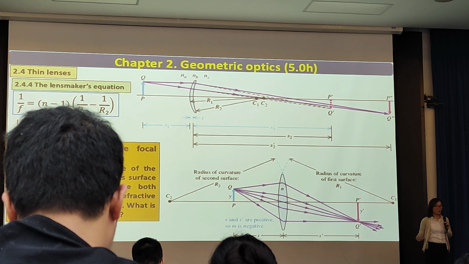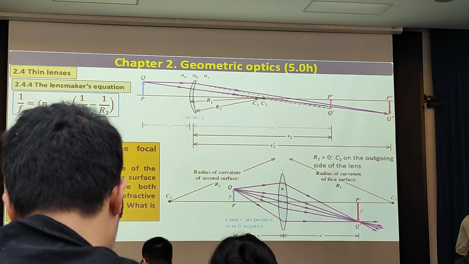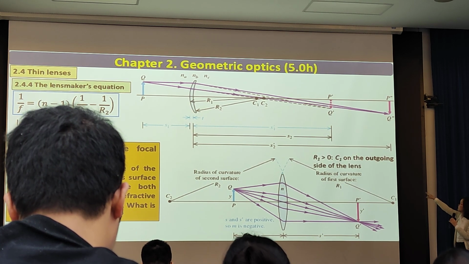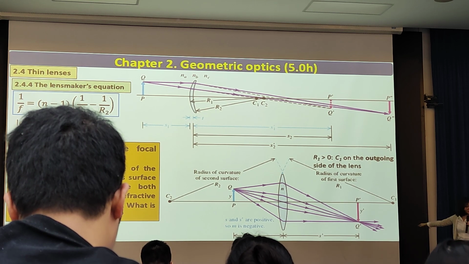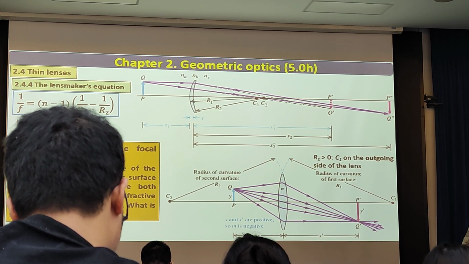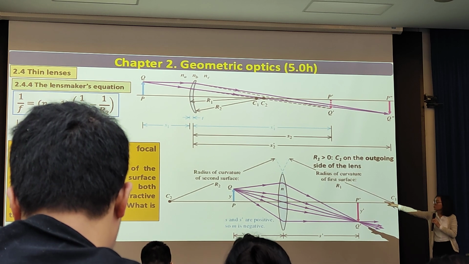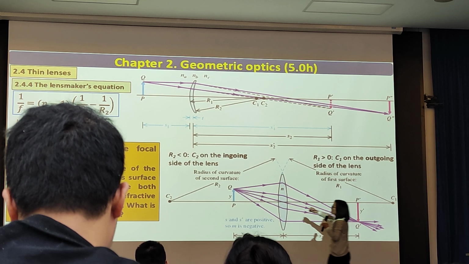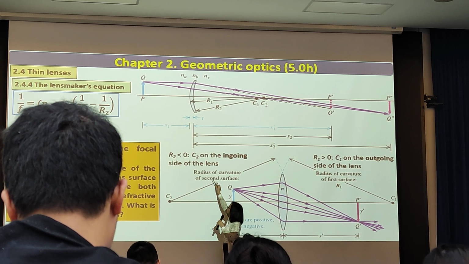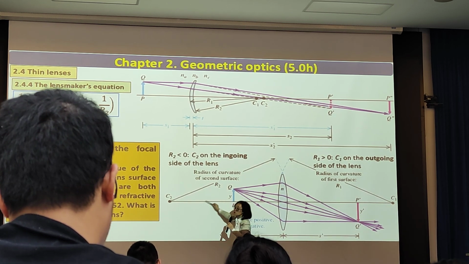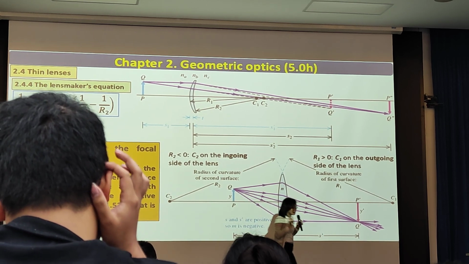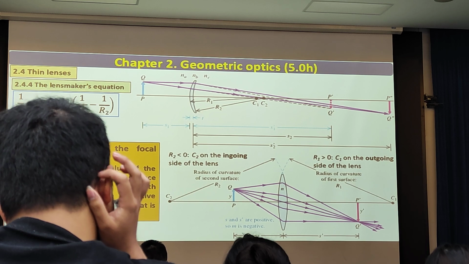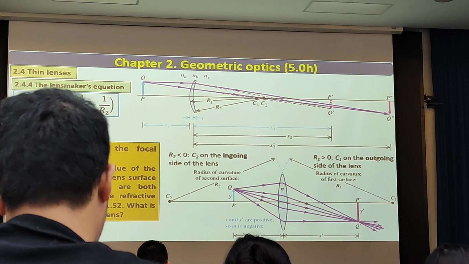Right, so you get that R1 is positive. R1 is positive because C1 is on the outgoing side of the lens. However, R2 is negative because C2 is on the ingoing side of the lens. So that's why I told you again and again, please remember the side rule. That's why R2 is negative.